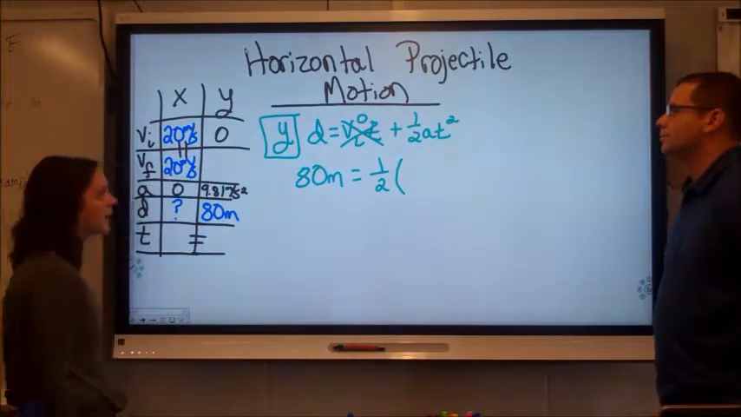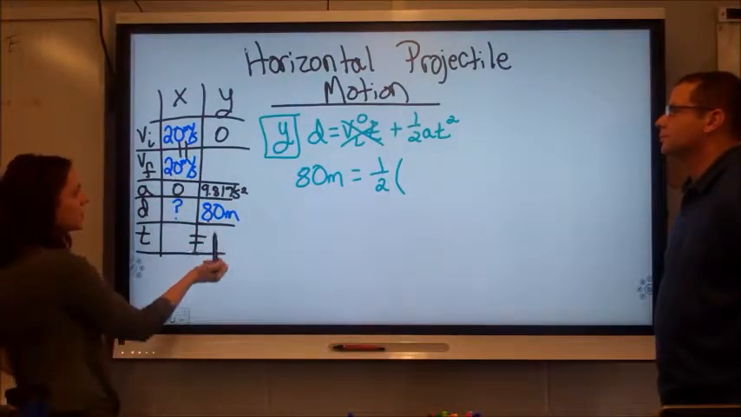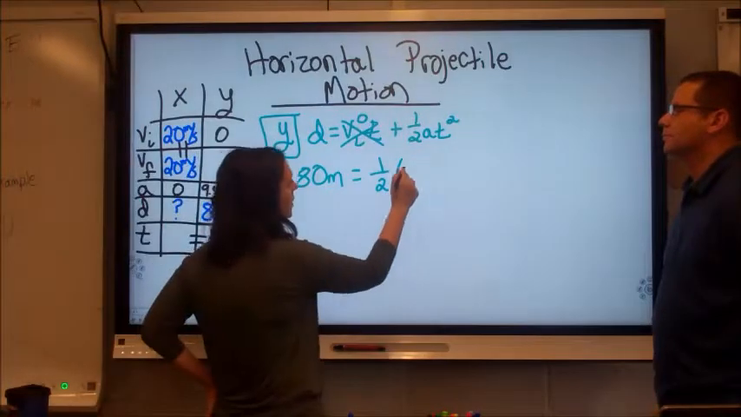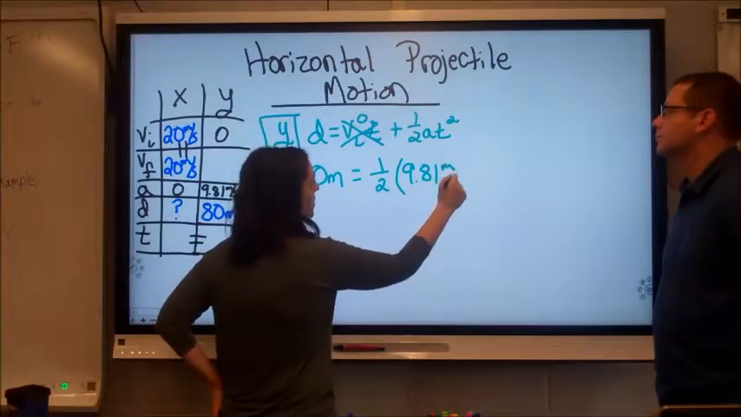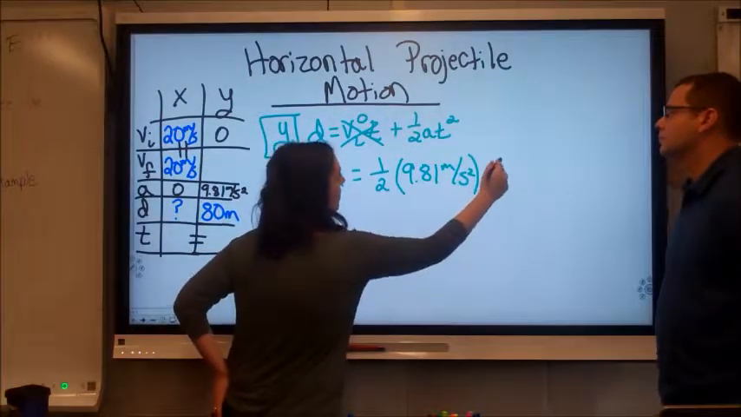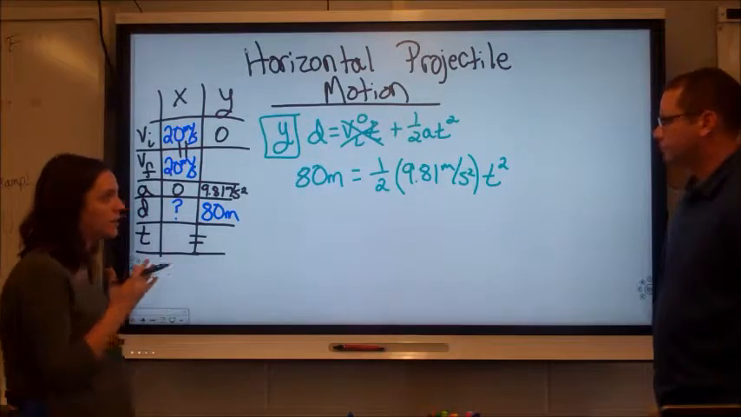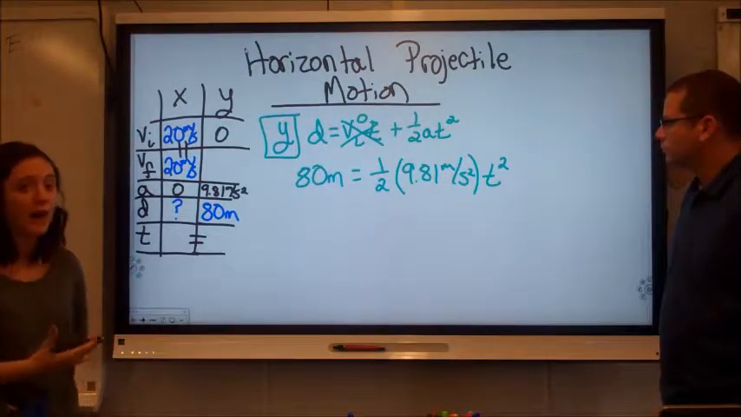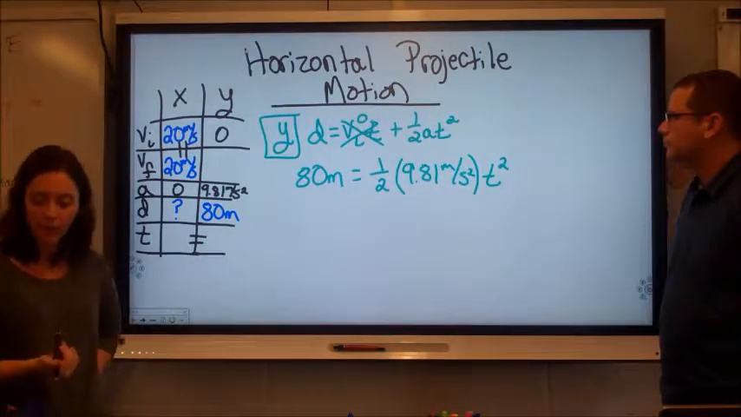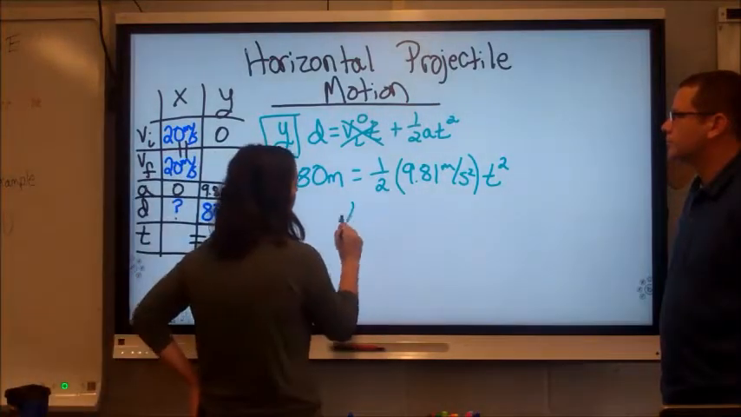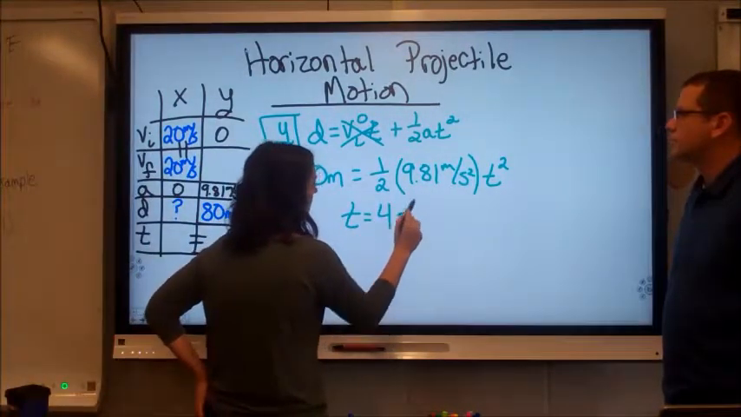1/2 times my acceleration, again my y information, my acceleration in y is 9.81 meters per second squared, times t squared. You should be comfortable enough at this point that I don't need to write out all of the intermediate steps to do that math. If not, you should be coming to extra help to go through all the math. But you do get a time of 4 seconds.